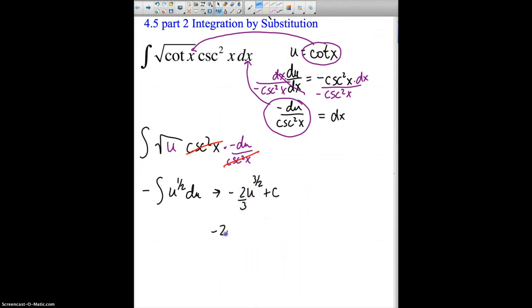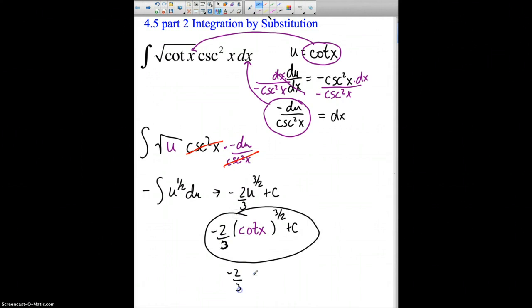Remember to back substitute. So instead of u to the 3/2, we're going to have our cotangent to the 3/2 plus c. That is a 3. So that's your final answer. Probably might be written cotangent 3/2 x, possibly. They mean the same thing. So that's just a review of what we did yesterday.